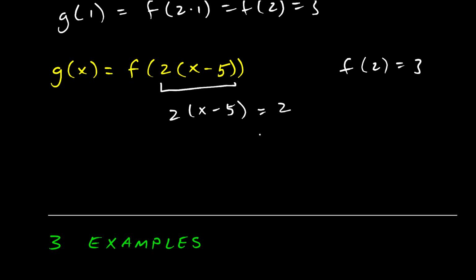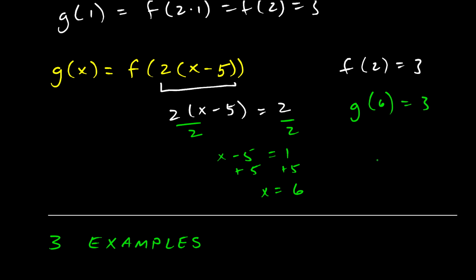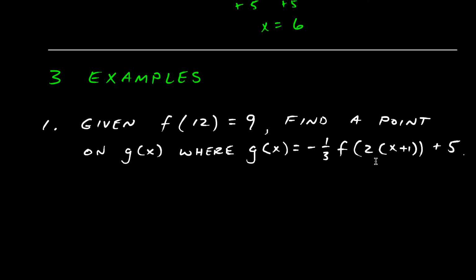Now you could distribute to solve. It doesn't matter, but I'd like to look at this by dividing by 2 on both sides. So now I'm left with x minus 5 equals 1. So that's my compression. And then I add 5 to both sides, and that's my shift right 5, so x equals 6. This means that if I plug in 6 to the g function, I will get 3 as my output. Okay? So now, let's put it all together.